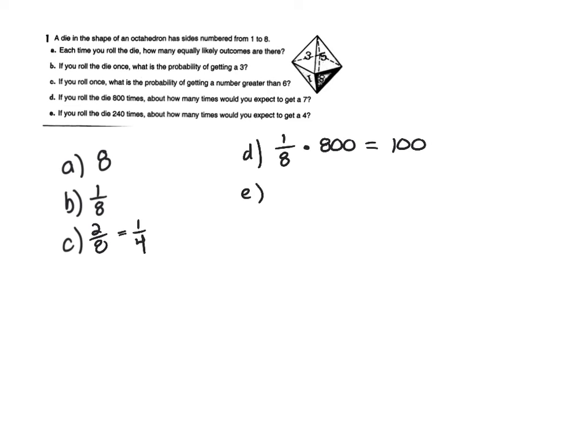In the last part of this problem, if you roll a die 240 times, how many times would you expect to get a 4? Well, again, to get a 4, it's 1/8 of the time times 240 equals 30. So about 30 times out of 240, I would expect to get a 4.